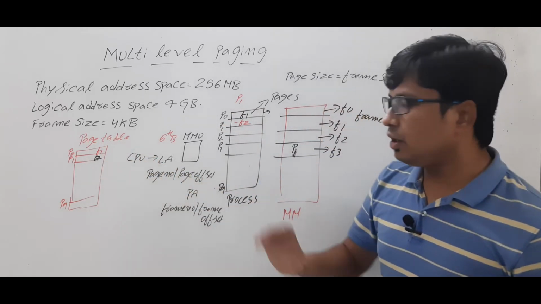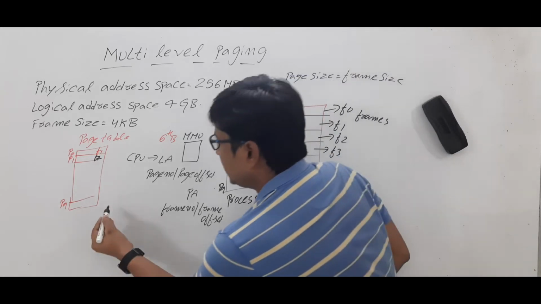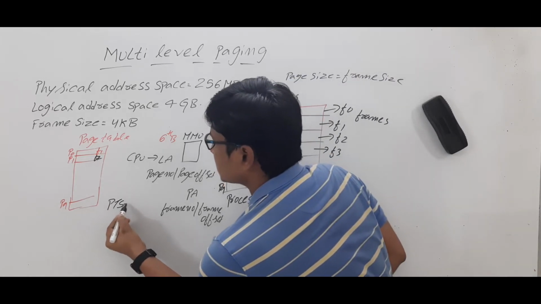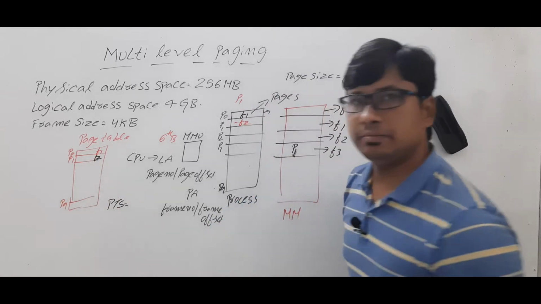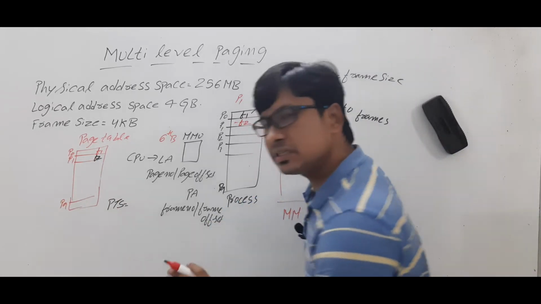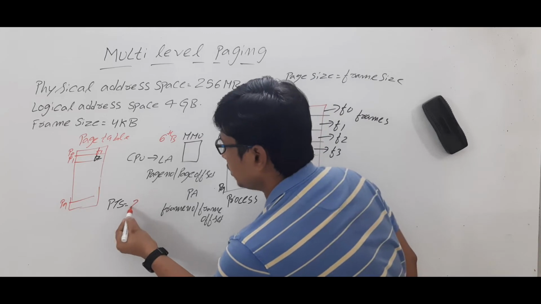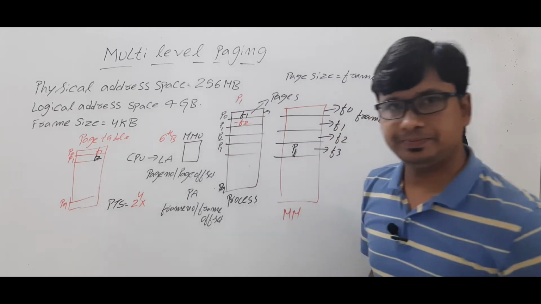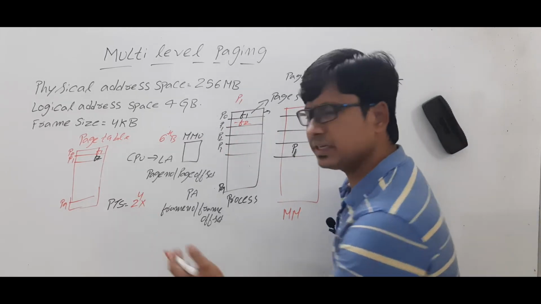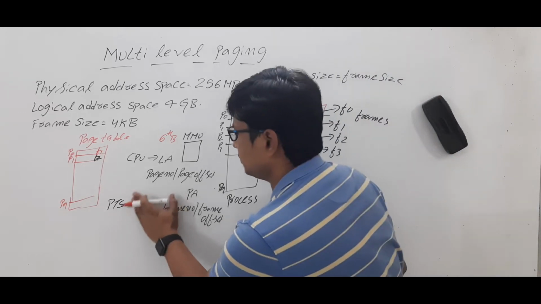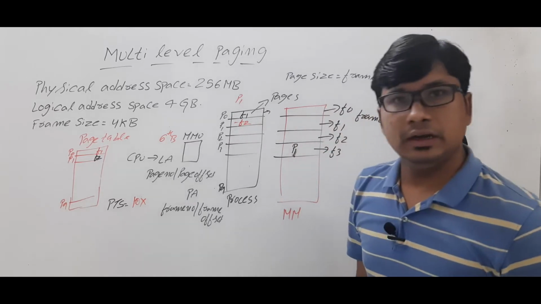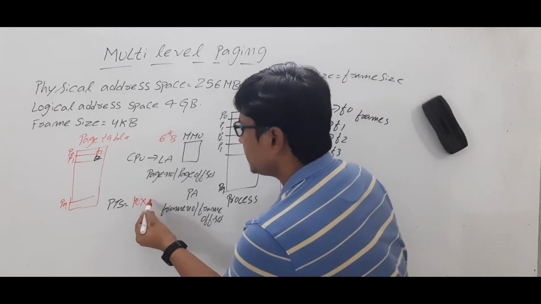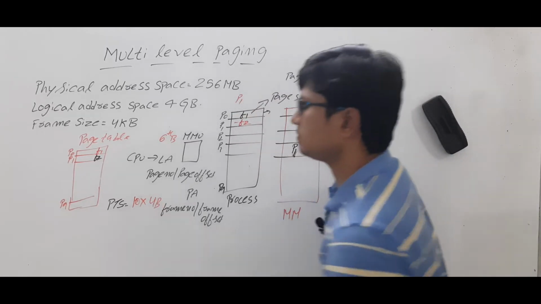Is it clear? Now we need to compute the page table size. Suppose we have 16 pages, or 10 pages, whatever it is. Let's just consider we are following 10 pages, and each page entry is 4 bytes.